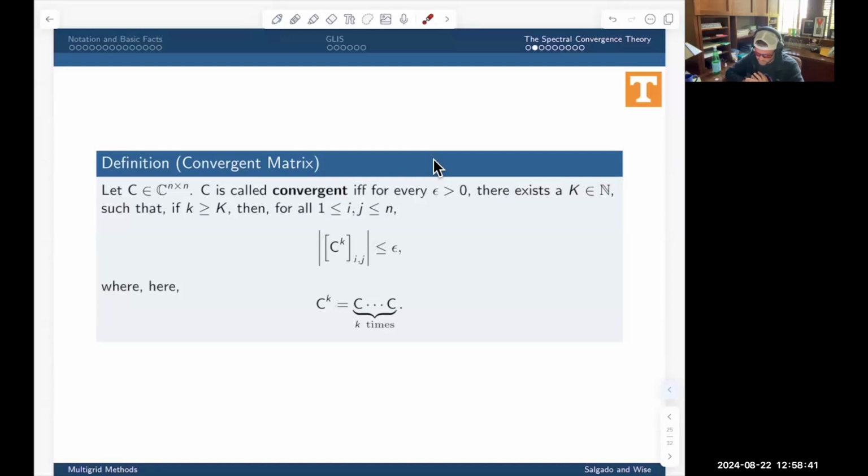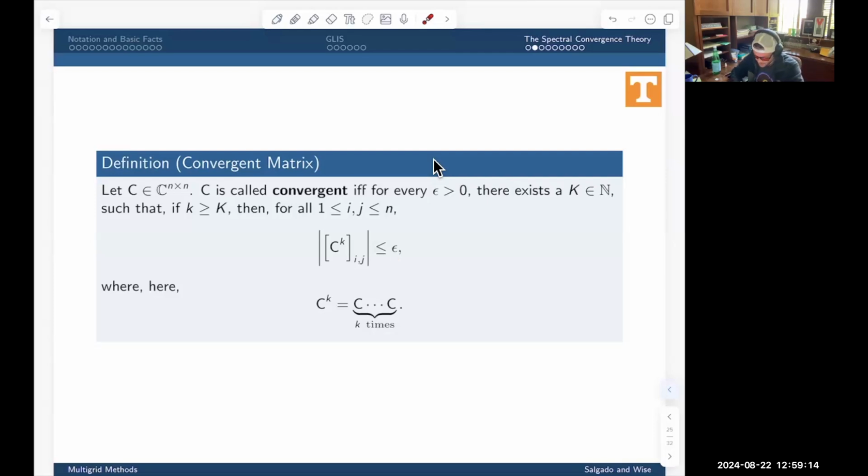A square matrix C is called convergent if and only if for every epsilon greater than 0, there exists a capital K, such that if little k is bigger than capital K, then for all i and j between 1 and n, the ijth element of the matrix C^k is, in absolute value, less than epsilon. Let me explain a couple of pieces of notation here.